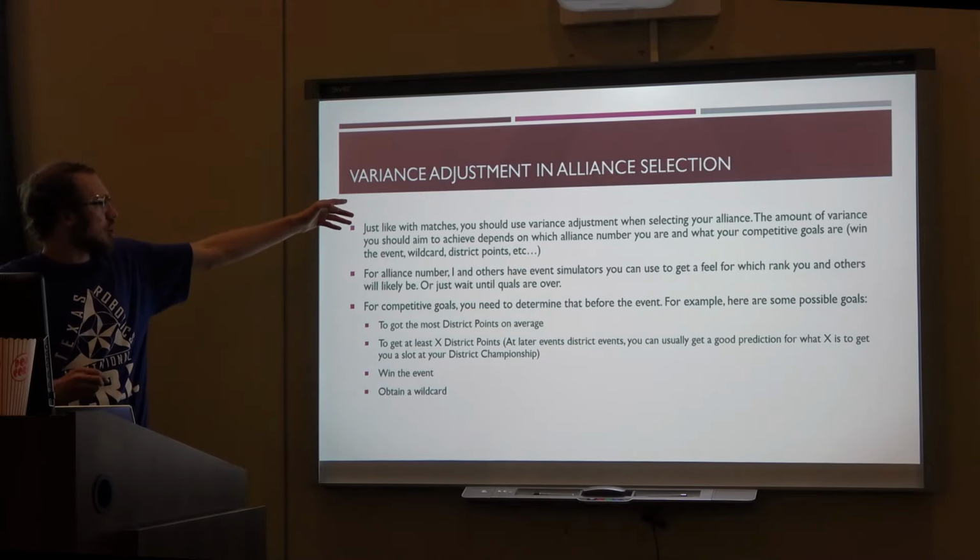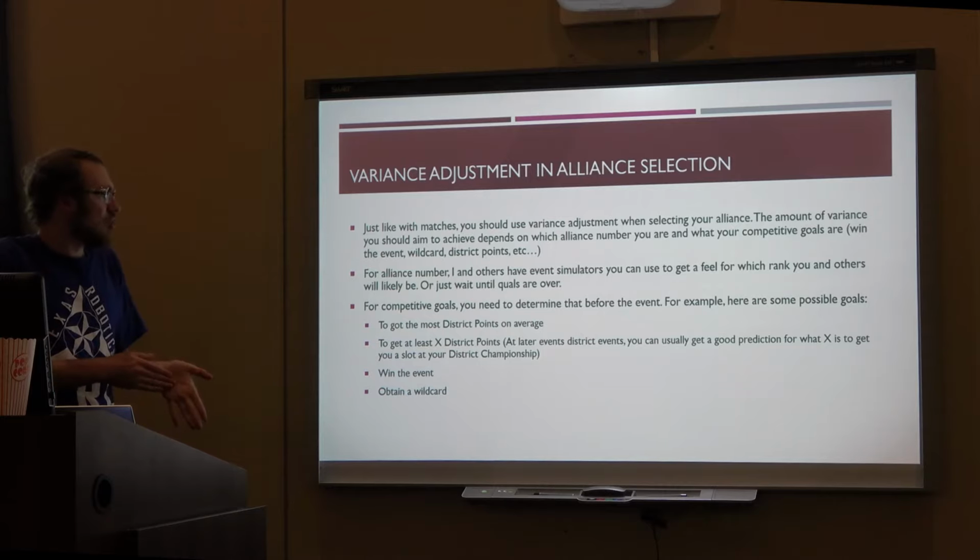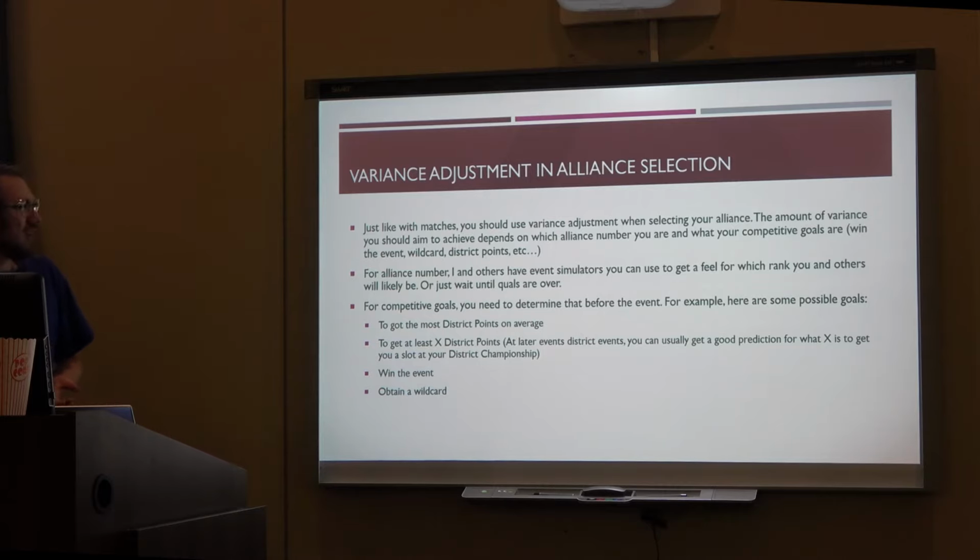So I talked about variance adjustment for matches. Now let's talk about variance adjustment for alliance selection. Just like with matches, you can use variance adjustment when selecting your playoff alliance. The amount of variance you want for playoffs depends on which alliance number you are and what your competitive goals are. To figure out your alliance number, you can pull up my event simulator or other event simulators to get a feel for which rank you're going to end up with at the end of the competition. Or you can just wait until quals are over, if you're not too impatient.